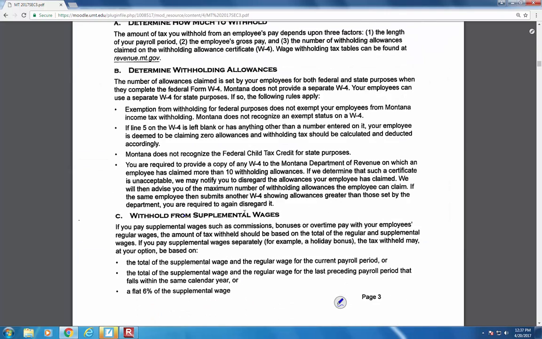Okay, again, withholding allowances come straight from the W-4. Can you see this, or do I need to blow the type up a little bit more? Oh, you're okay, so you're just following along.